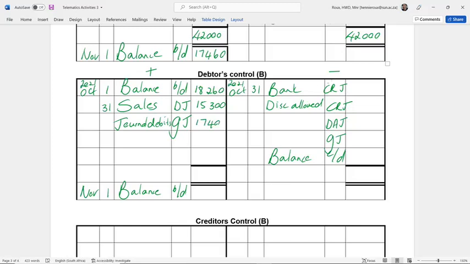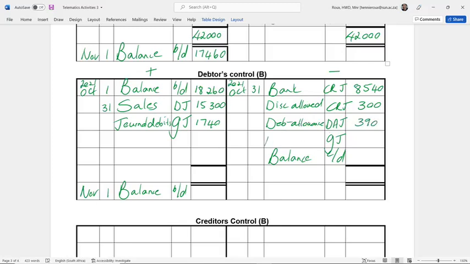In the CRJ, we're looking for debtors control, the amount that we received from them, 8540. In the CRJ, the discount that we allowed. In the DAJ, the account to be debited will be debtors allowance. And we have a debtors allowance column, 390.